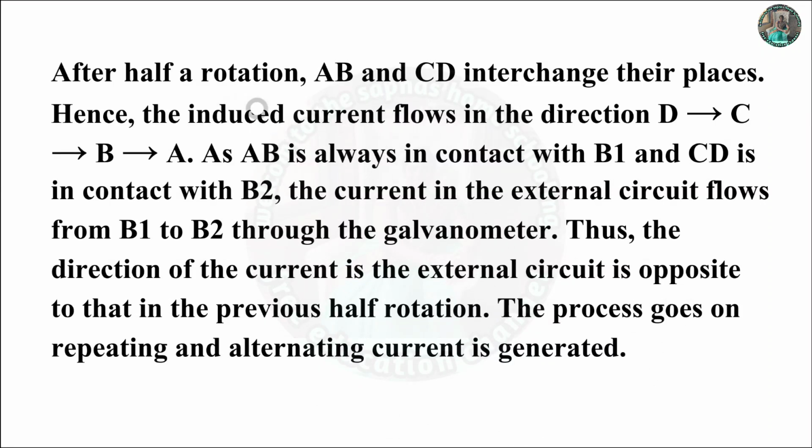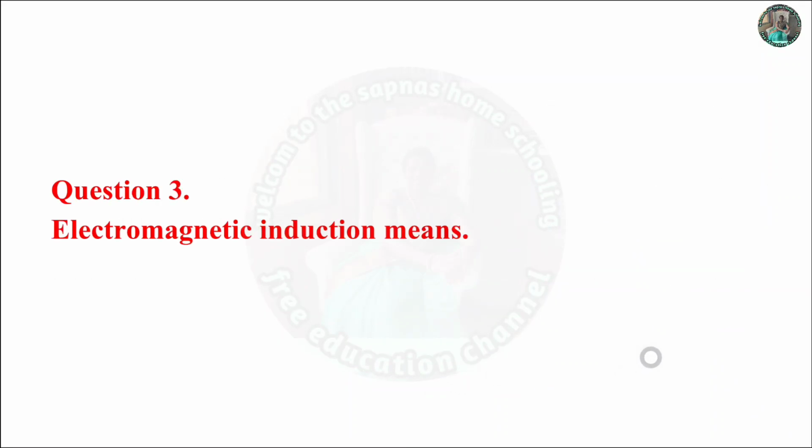After half a rotation, AB and CD interchange their places, hence the induced current flows in the direction D to C to B to A, as AB is always in contact with B1 and CD is in contact with B2. The current in the external circuit flows from B1 to B2 through the galvanometer. Thus, the direction of the current in the external circuit is opposite to that in the previous half rotation. The process goes on repeating and alternating current is generated.